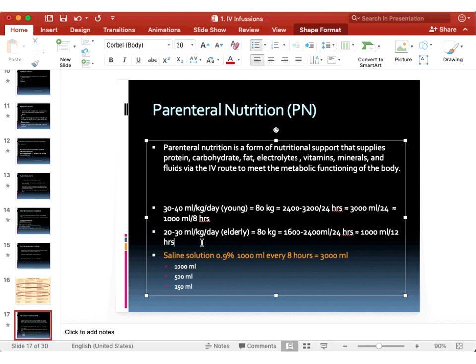That's why when you write your indications, these indications are meant to be followed exactly as you write them by the nurse. So if you say the patient is going to receive 1,000 milliliters every 8 hours, you already know that the patient is going to receive 3,000 milliliters in 24 hours. Okay?